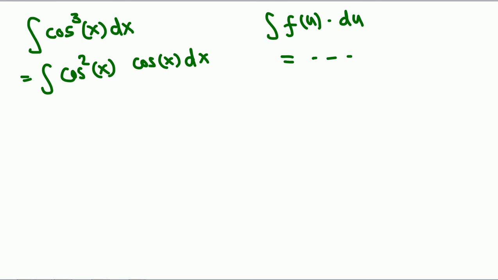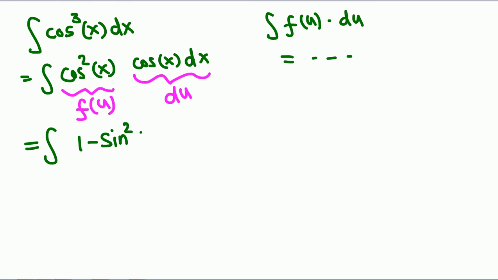We want to make this one the derivative of u, du, and we want to write cosine square x as a function of u, and we can get the answer. Cosine is the derivative of sine, right? So we want to write cosine square x in terms of sine x. Is that possible? Yes. Cosine square x is 1 minus sine square x, and cosine x dx.